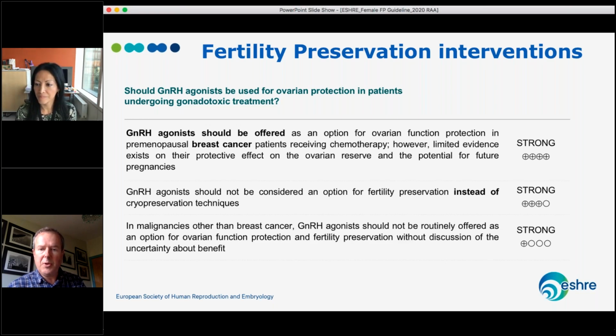We felt it was very important that, because of those caveats, it should not be considered as an option for fertility preservation instead of other more established cryopreservation techniques, but as an adjunct would be its primary place. There's also a lot of debate as to whether the data from breast cancer can be extrapolated to other cancers, and we felt that GnRH agonists should not be offered routinely in other malignancies because of this uncertainty about benefit, but certainly it is something that could be discussed with patients as to whether they wish to go ahead with that form of treatment.